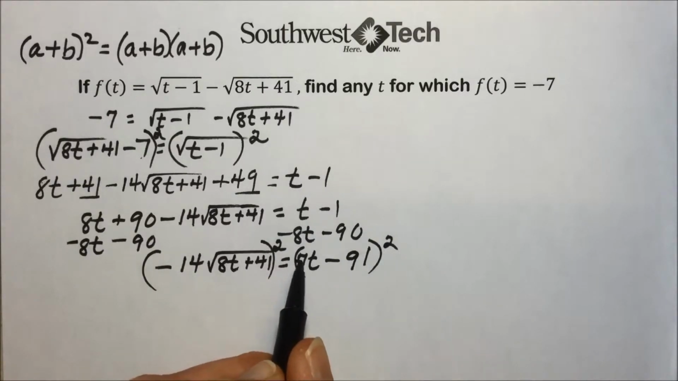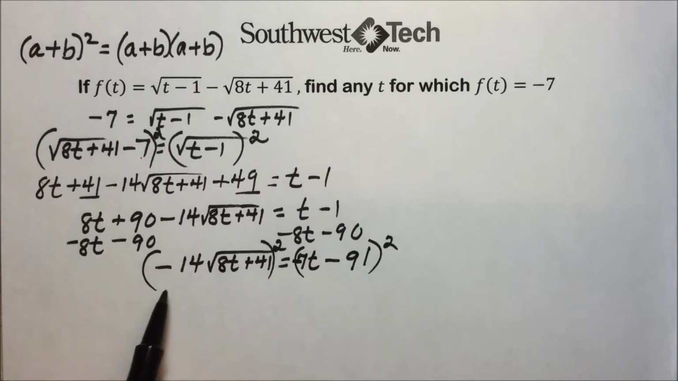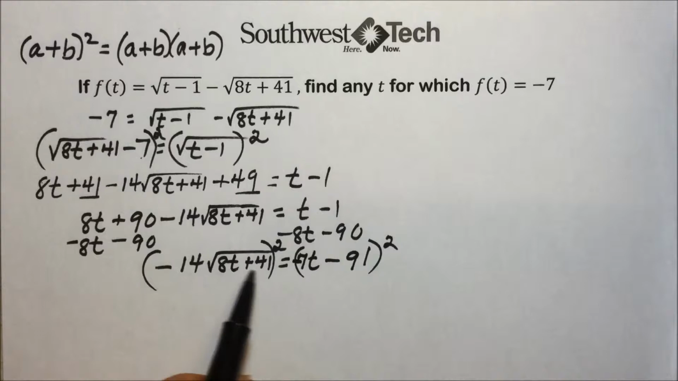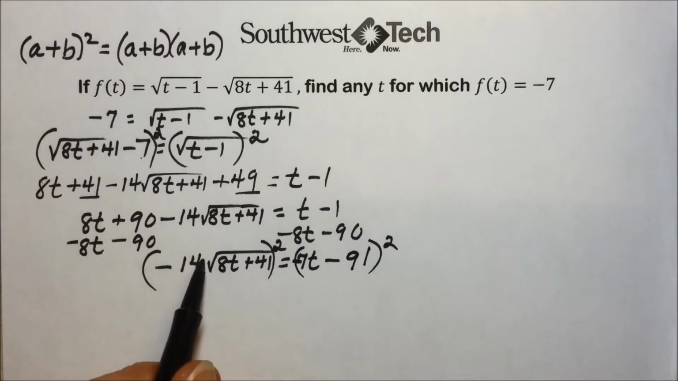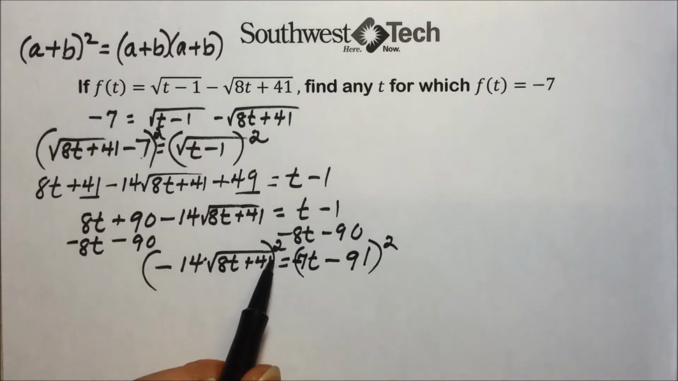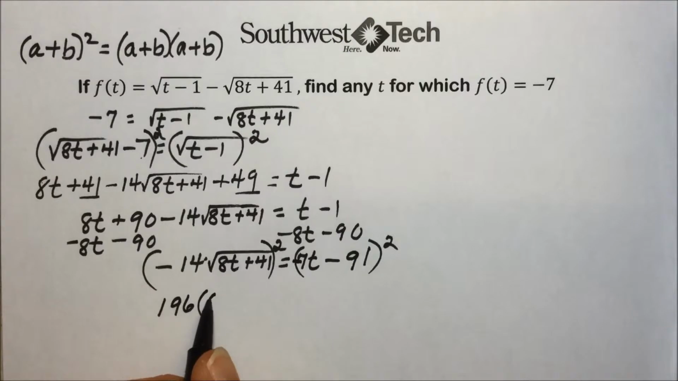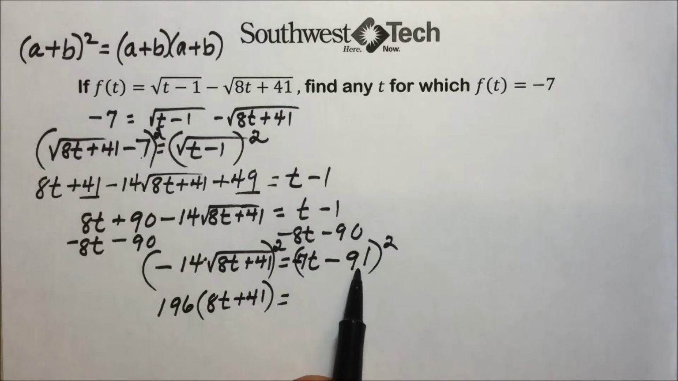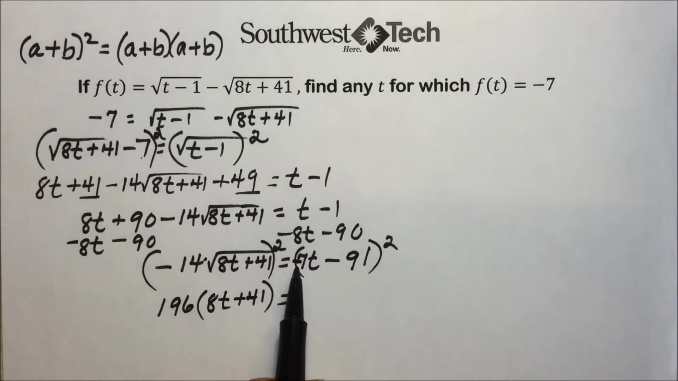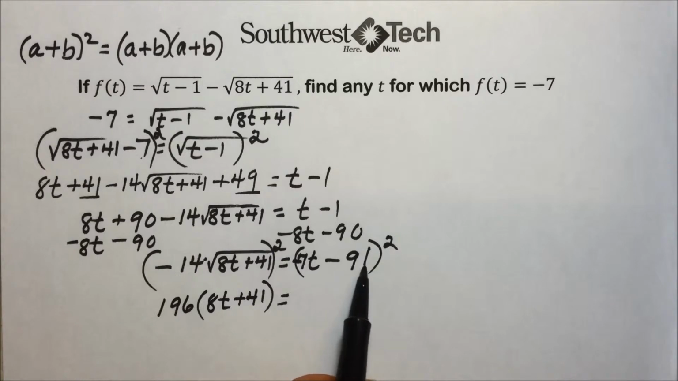And I don't think I wrote my negative 7 down. I said it, but I didn't write it down, so there it is. Squaring this term on the left, we have a product. The negative 14 gets squared. Negative 14 squared is 196. The radical squared is the radicand, the quantity underneath the radical. We have a binomial squared here, which means it's negative 7t minus 91 times negative 7t minus 91.